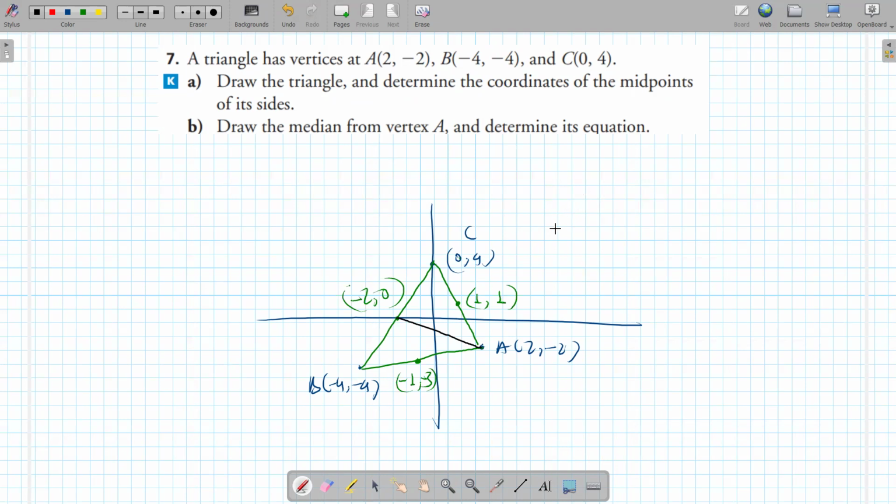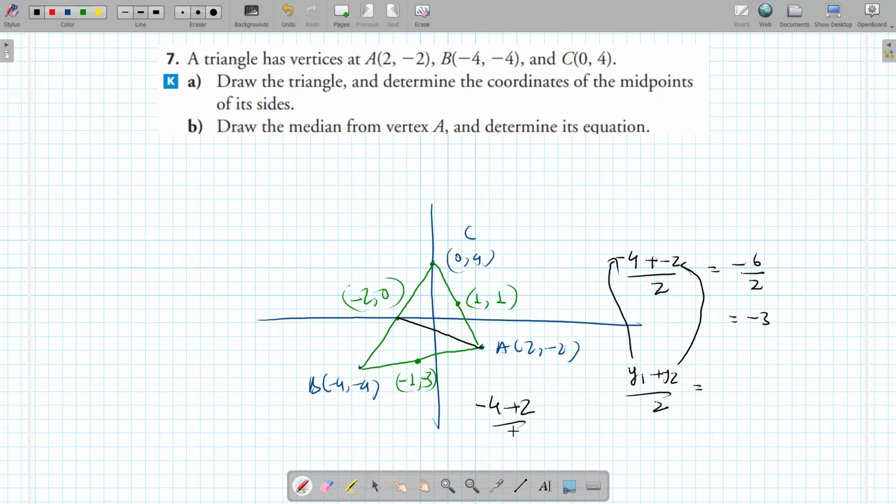How did you get -3 for the midpoint of BA? So negative 4 plus negative 2 over 2. Negative 6 over 2. Negative 3. It's y1 plus y2 divided by 2, right? So negative 4, negative 2, negative 6 over 2 is negative 3. Negative 4 plus 2 over 2 is negative 2 over 2, negative 1 for the x value.